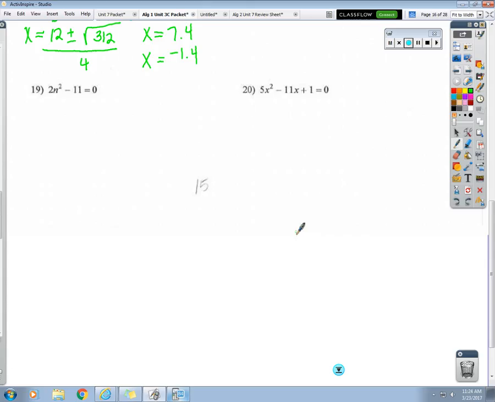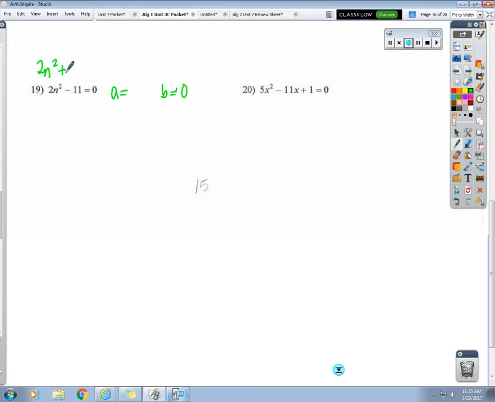Number 19. Number 19, what's different about it? It's a binomial, but it just means that if you're identifying A, B, and C, your B is 0 because they chose not to write it, so it must have been 2n squared plus 0n minus 11. A is, and C is. Now you just do it the same way. So go ahead and do it by yourself.